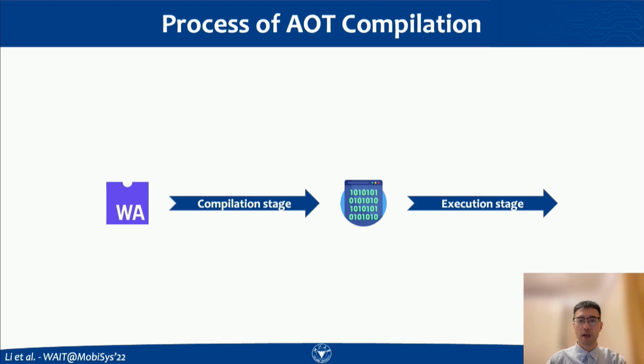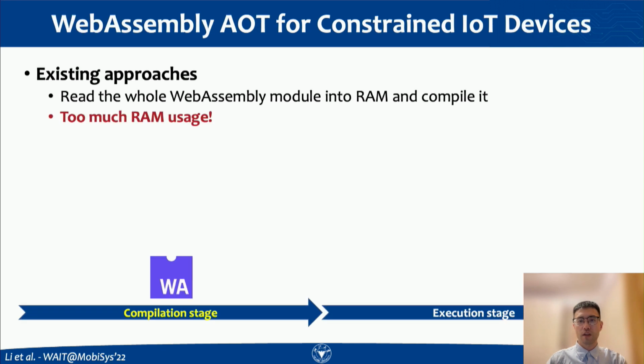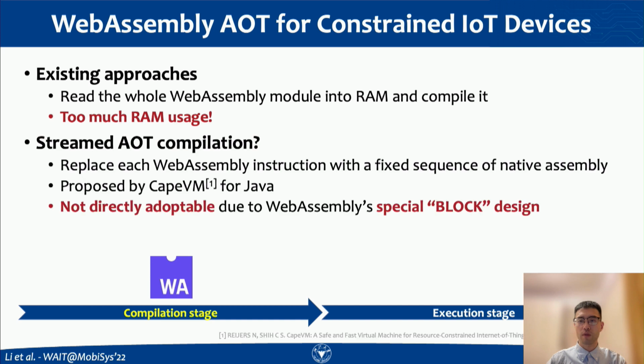As we talked about before, the AOT compilation contains a compilation stage and an execution stage. We optimize this RAM usage for both stages. During the compilation stage, existing runtimes read the whole WebAssembly module into RAM and compile it. This approach incurs unacceptable RAM usage. So we wonder if we could use streamed compilation for WebAssembly modules. However, this streaming approach is not directly adaptable due to the special block design of WebAssembly.